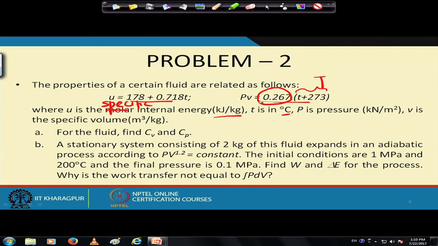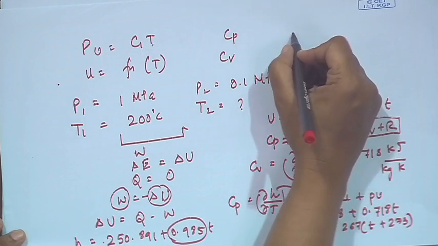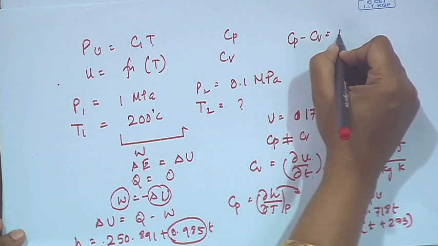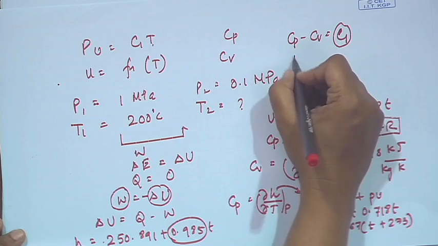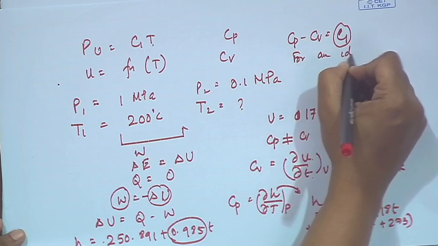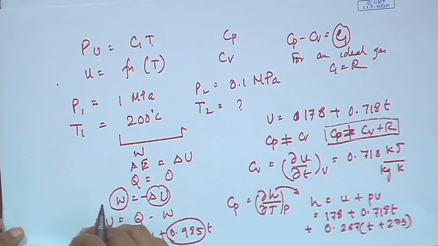So, therefore, what does it imply? It implies that if you have an equation of PV equals to C1T, then in this particular case, Cp minus Cv will always be equal to the constant which is C1. For an ideal gas, this constant C1 reduces to R, right.